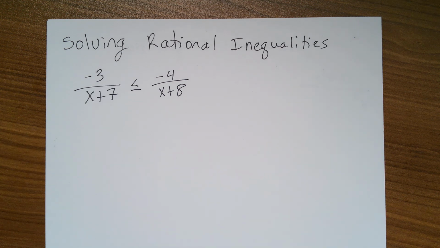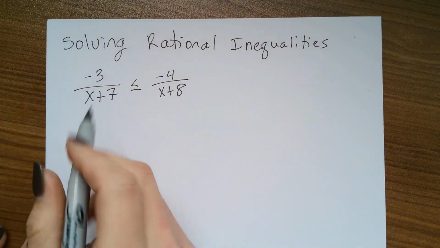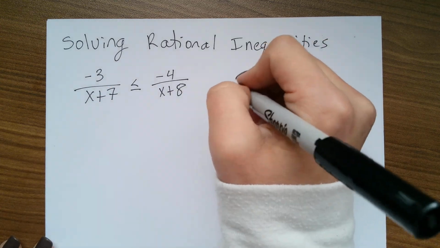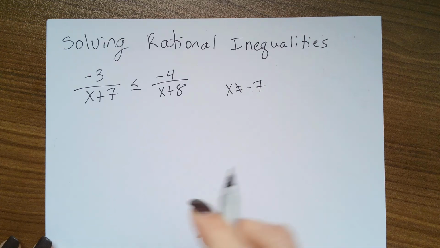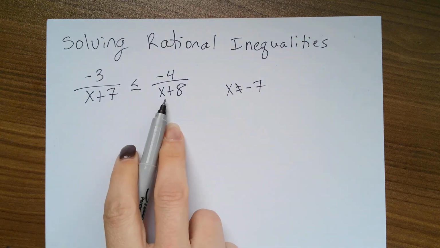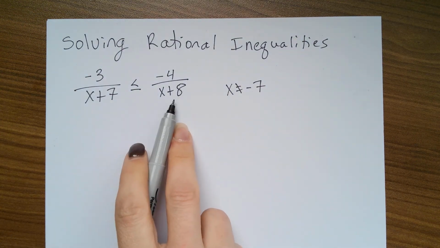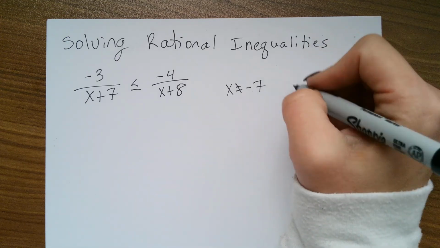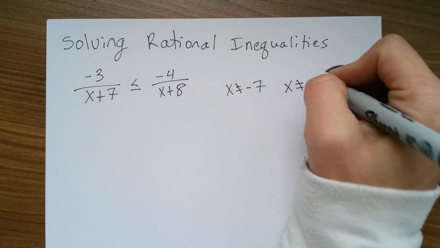So solving rational inequalities, let's say we want to solve negative 3 over x plus 7 is less than or equal to negative 4 over x plus 8. The first thing we want to identify is our restrictions. From my first fraction, I see that it's already factored, it's linear, so I know that x cannot be negative 7. On the second fraction, I have x plus 8. It's linear, so it's already factored. Setting it equal to 0, x plus 8 equals 0, so x equals negative 8. So x cannot be equal to negative 8.